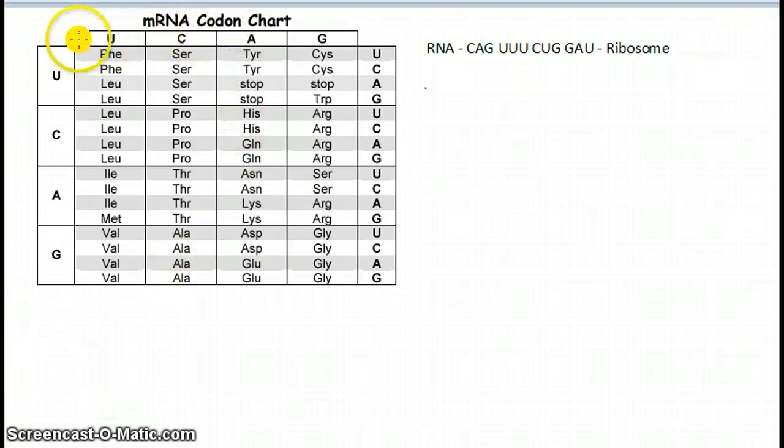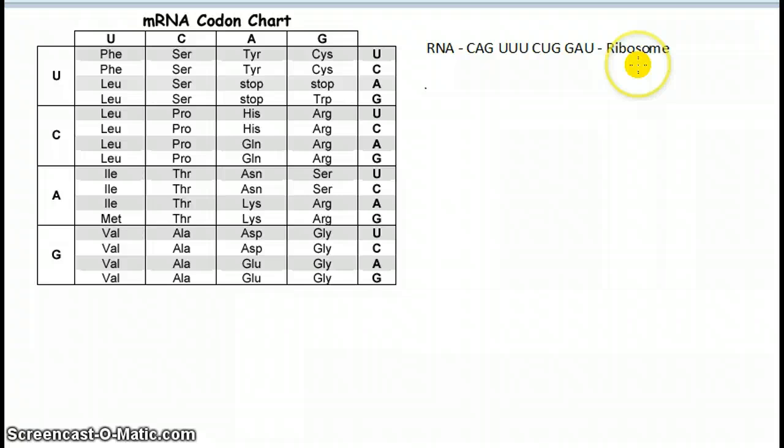You'll notice this codon chart takes RNA and turns it into the amino acids that we need to get out of this. What I'm going to show you is how to read this codon chart, because it is kind of the decoder ring of all biology. It will tell us what that DNA originally was coding for. Over here on the right, we have our RNA code that we got from our DNA template. Our RNA copy was CAG, UUU, CUG, GAU.